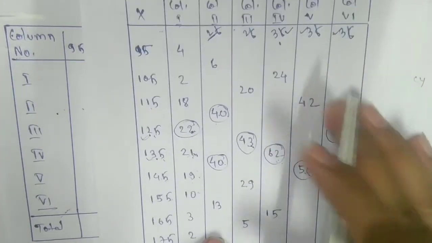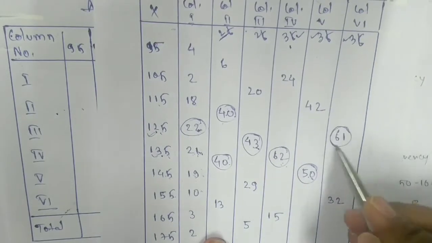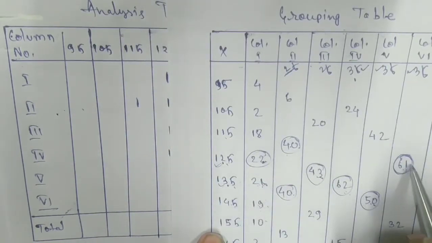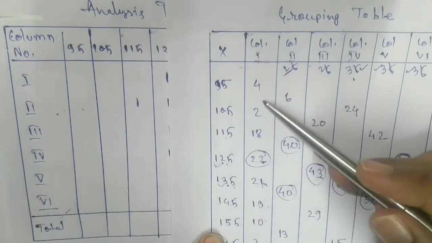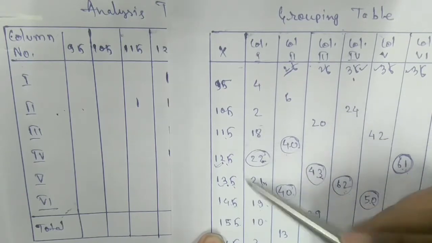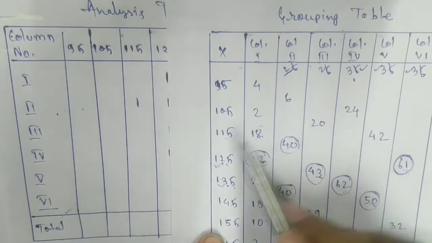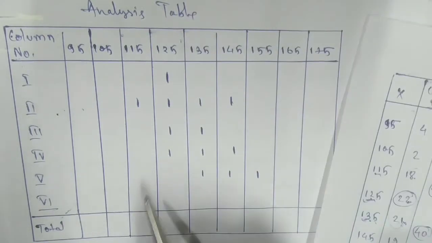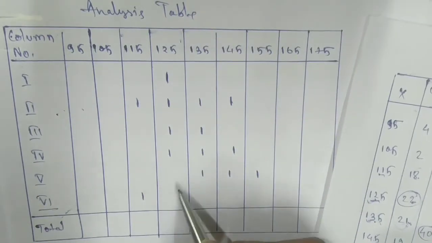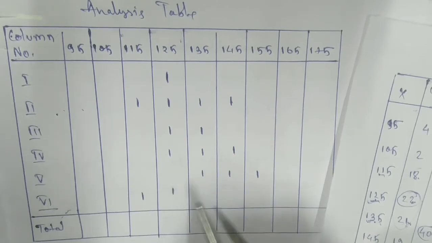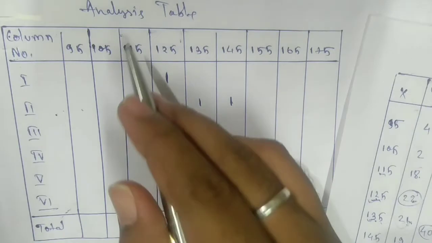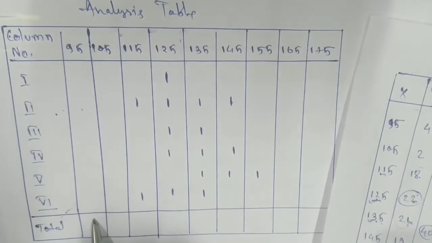Last column, that is column 6. Highest frequency 61. Corresponding to 61, which are there? By adding which? Leaving top 1, 2, 3. Adding these three, we are getting 61. That means 115, 125, 135. Now we need to add this. Add it.